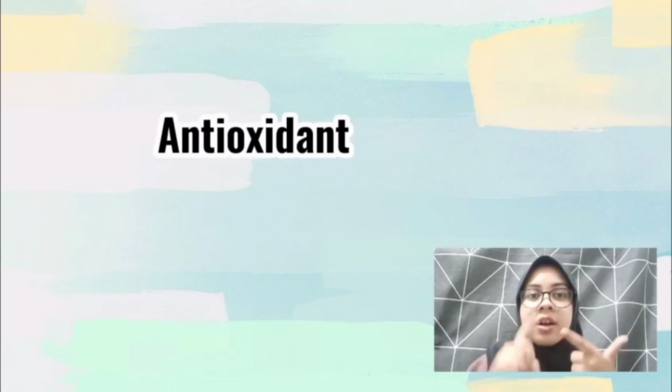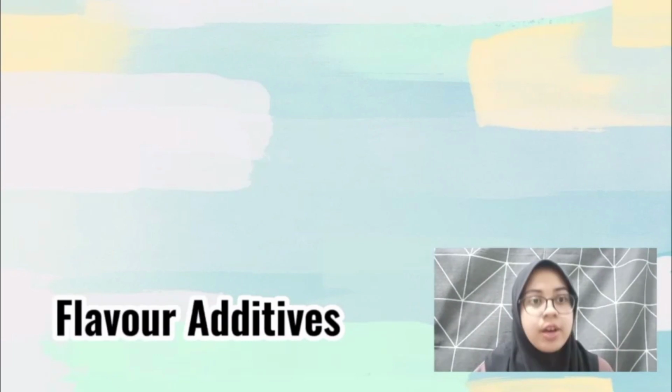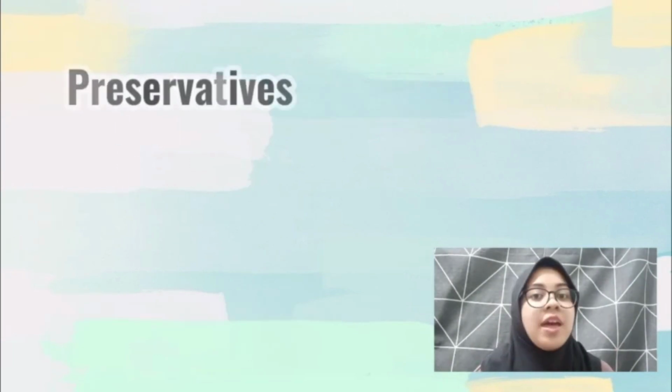There are 6 types of food additive. Firstly, antioxidant, coloring, flavor additive, food conditioner, preservative, and lastly, seasoning.